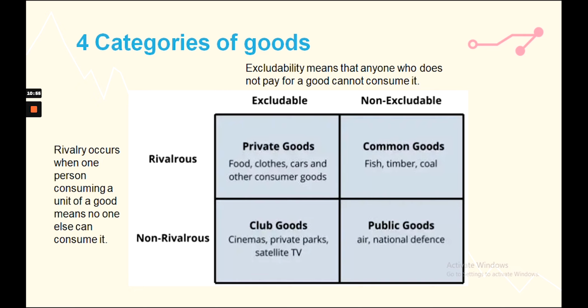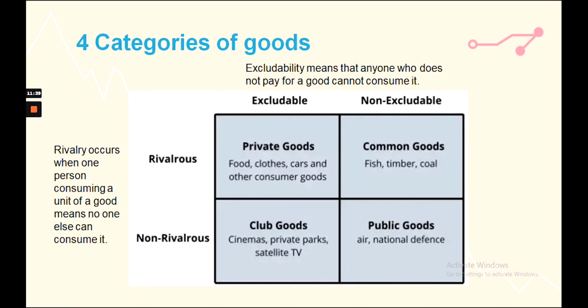The second category is common goods. Common goods like fish, timber, coal and wood are non-excludable. That means even if you have not paid for it, you can still consume it. If a person catches fish from a river or cuts trees for wood, he is not paying for planting that tree or for that river, but he will be able to consume the products. But if one person has consumed it, another person will not be able to consume that particular product.